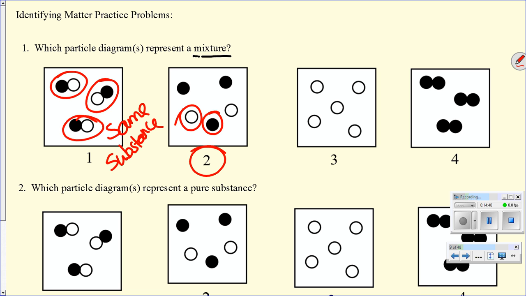In pictures 3 and 4, they're pretty simple to look at. You can very clearly see all of these groups are the same as each other. That's going to be a substance. All of these groups are the same as each other. That's going to be a substance. So only choice 2 is a mixture.